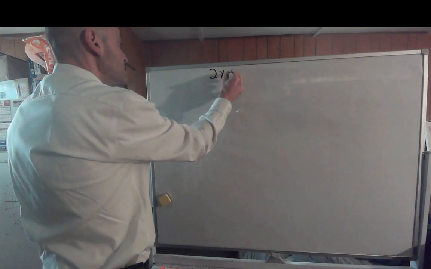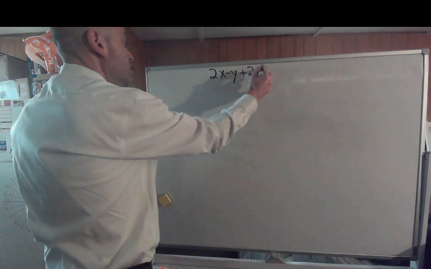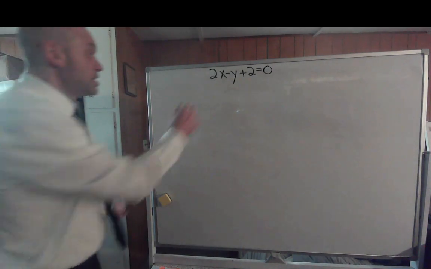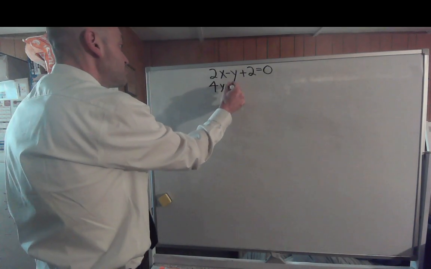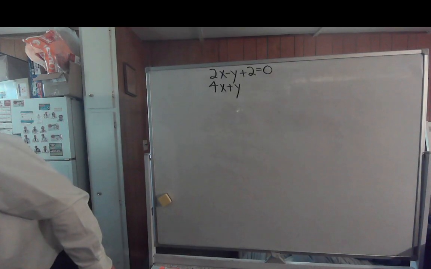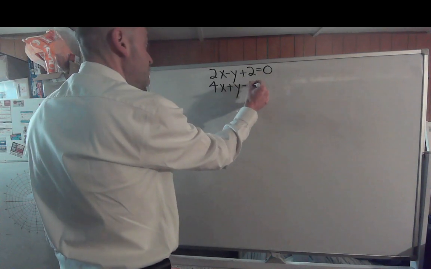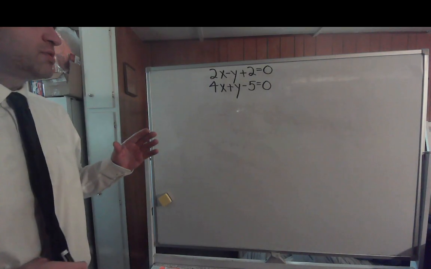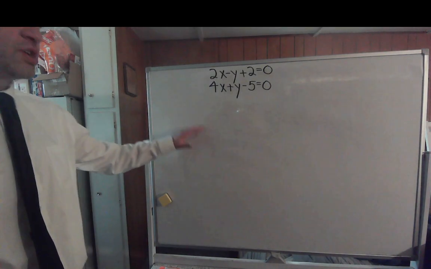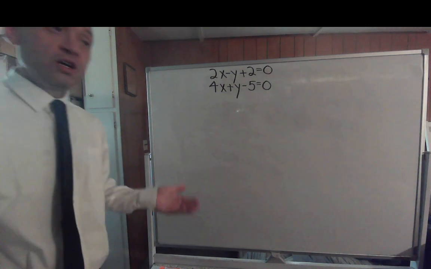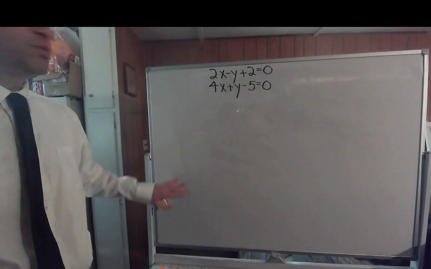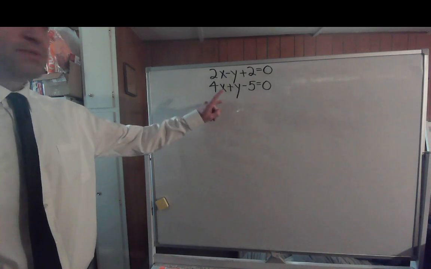Alright, so we have 2x minus y plus 2 equals 0. And then we have 4x plus y minus 5 equals 0. Again, today we're only using the method of substitution. This actually would be very good for elimination also. And I'm sure most of you recall the elimination method, since we've been doing it all the way since Algebra 1 and every course in between. But we're doing strictly substitution today.